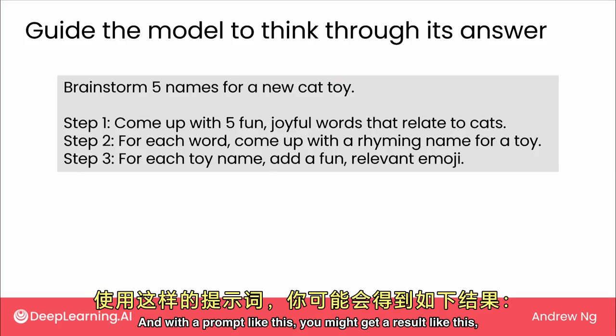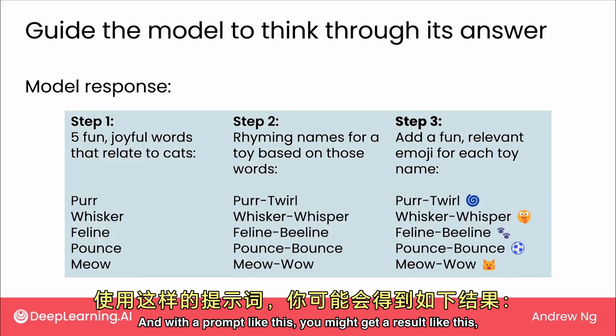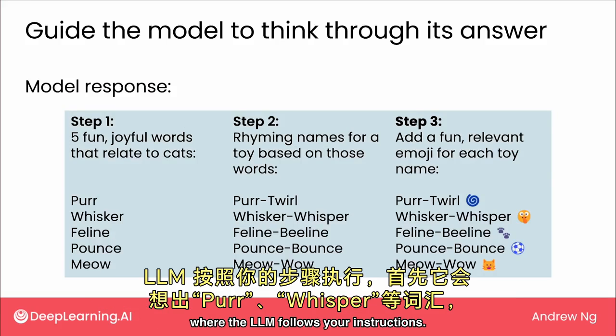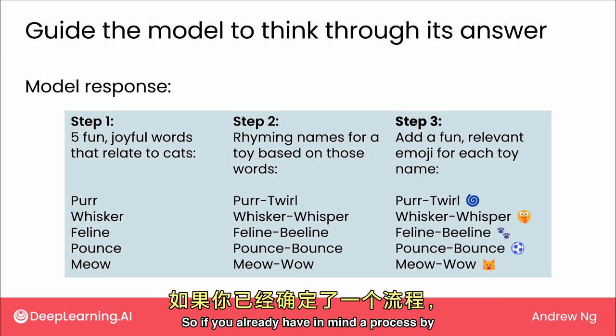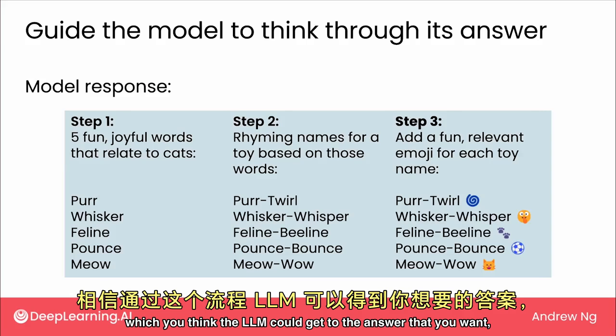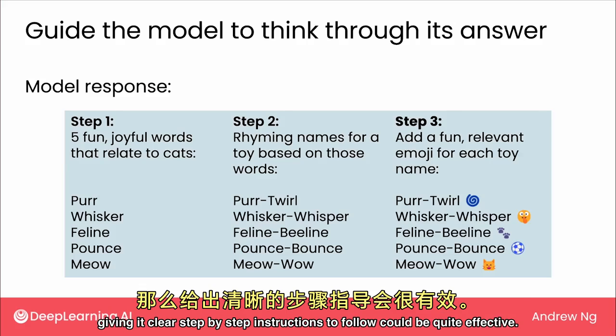And with a prompt like this, you might get a result like this, where the LLM follows your instructions to first come up with purr, whisker, and so on, and then purr, twirl, whisker, whisper, feline, beeline, with fun emojis added to the end. So if you already have in mind a process by which you think the LLM could get to the answer that you want, giving it clear step-by-step instructions to follow can be quite effective.